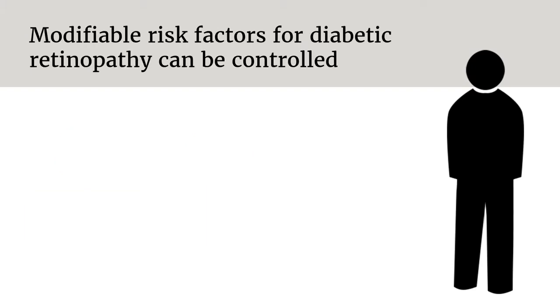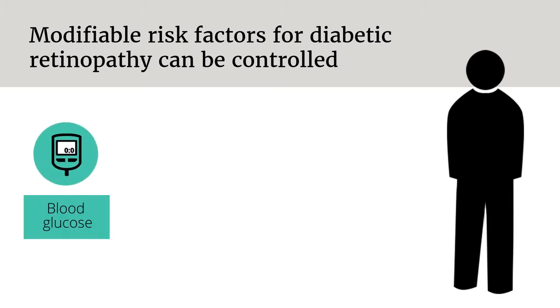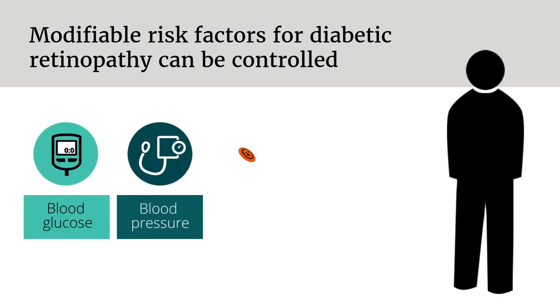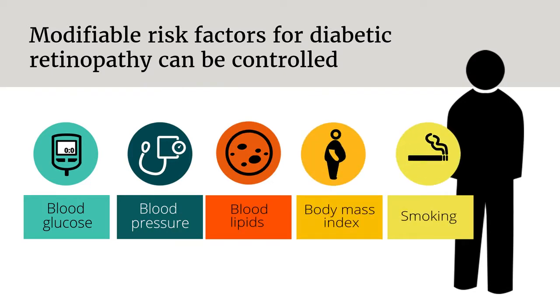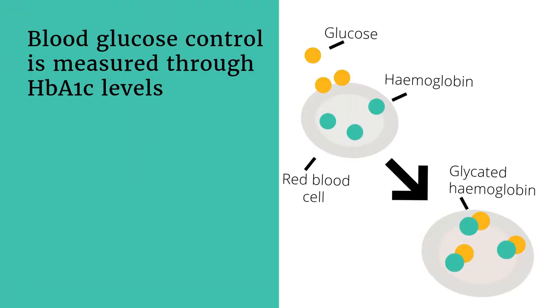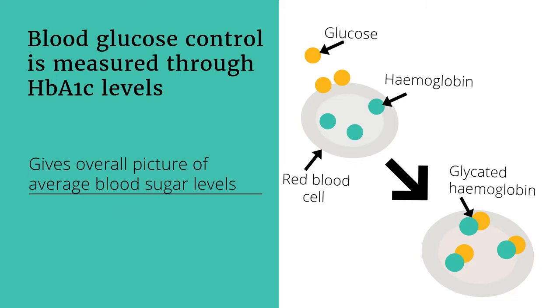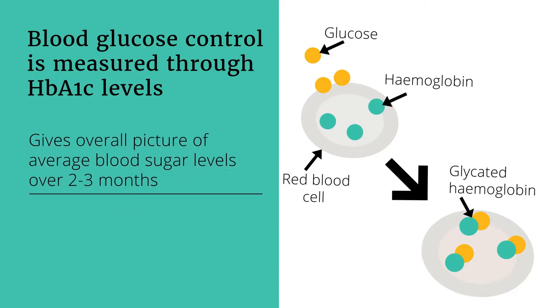Modifiable risk factors can be controlled through medication or change in behaviour. There are several associated, known and possible modifiable risk factors for DR. Blood glucose control, blood pressure control, blood lipid levels, body mass index, and smoking. Blood glucose control is measured through the glycated hemoglobin, or HbA1c test. Clinicians measure HbA1c levels to get an overall picture of what a person's average blood sugar levels have been over the past 2 to 3 months.